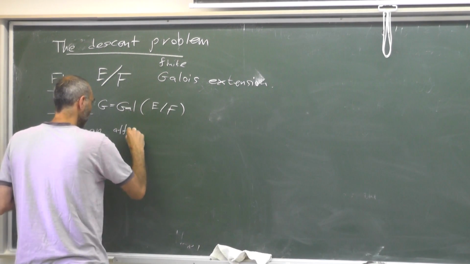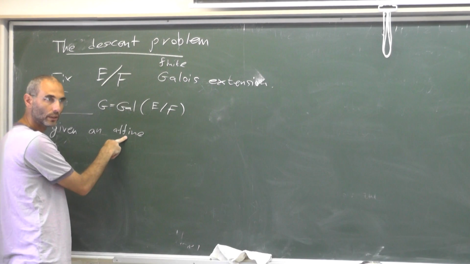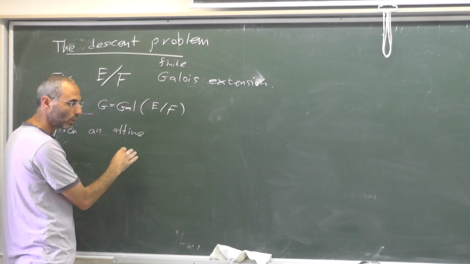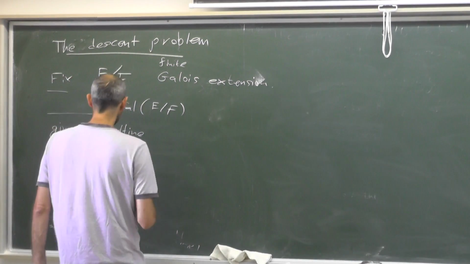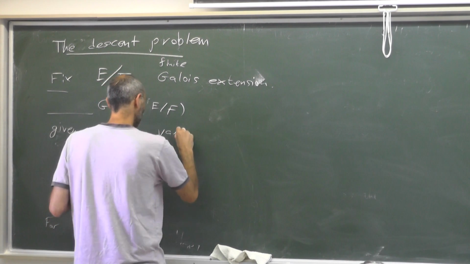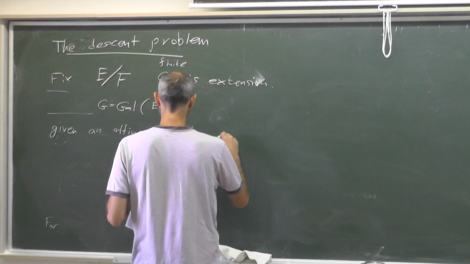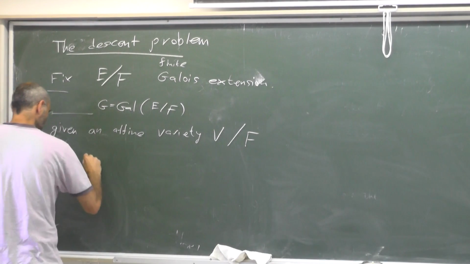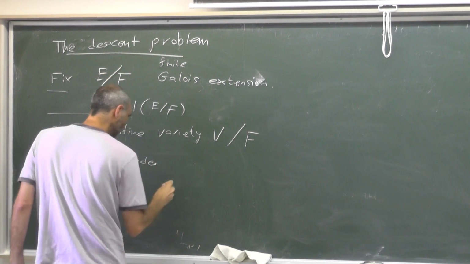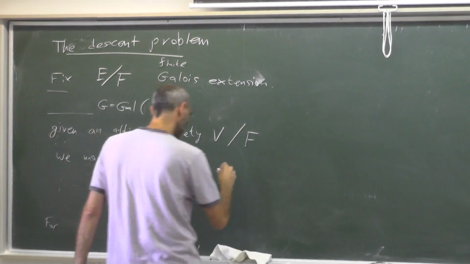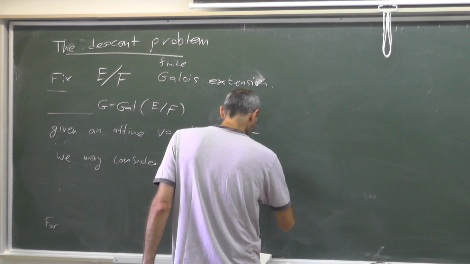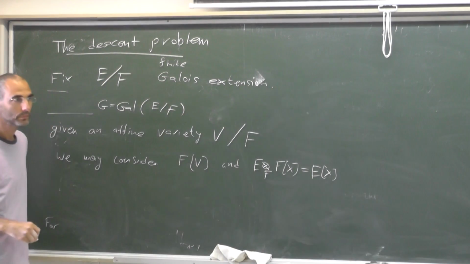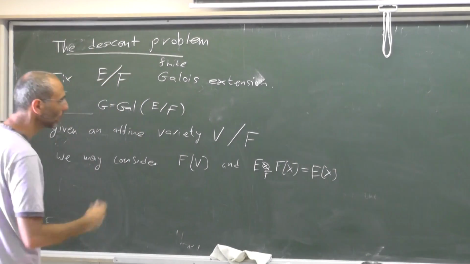Now, given an affine variety, I will work over affine varieties. Actually, the theory that I'm about to expose could also be derived over quasi-projective varieties, but I don't need it. It's slightly easier to work with an affine variety V over F, so it is defined over F. We may consider the affine algebra F of V and its extension. I can extend the scalars, and in that case, it's just E of V, polynomials, regular functions.